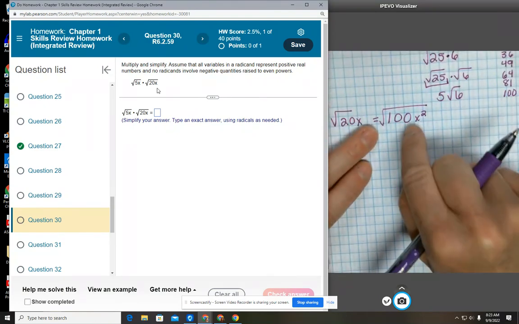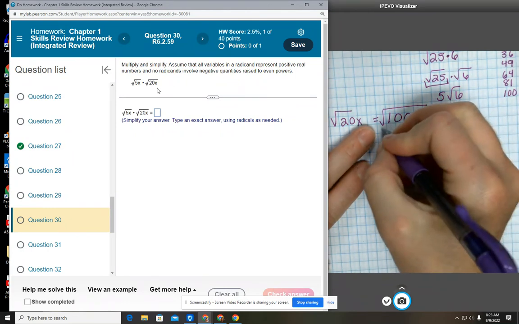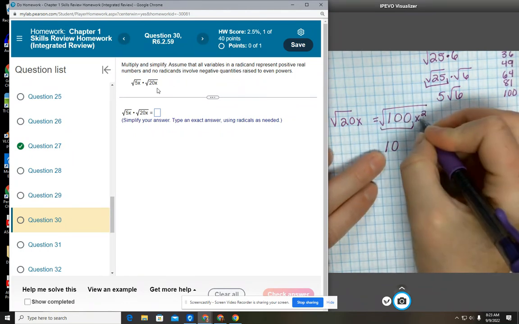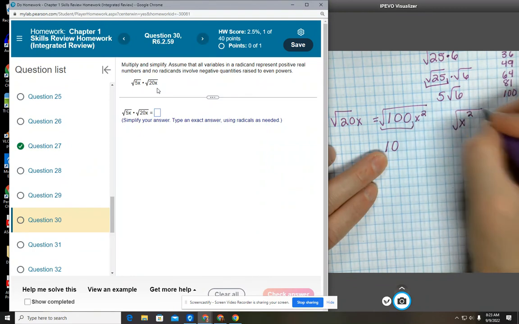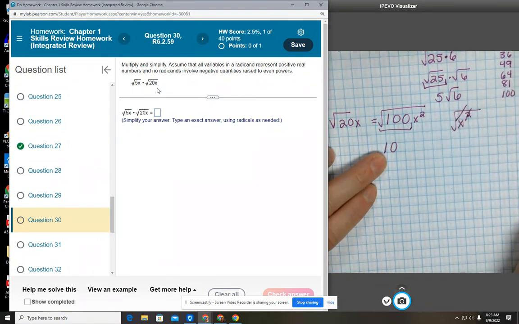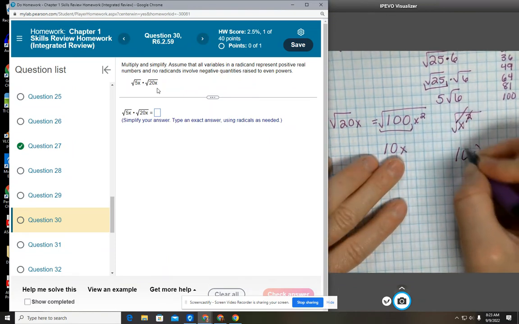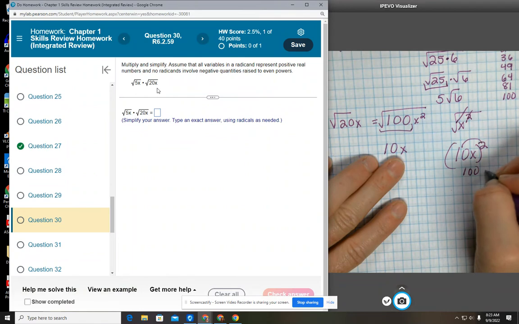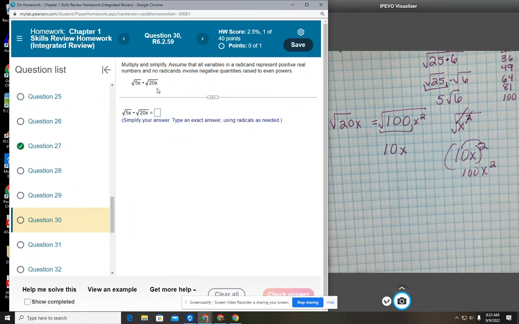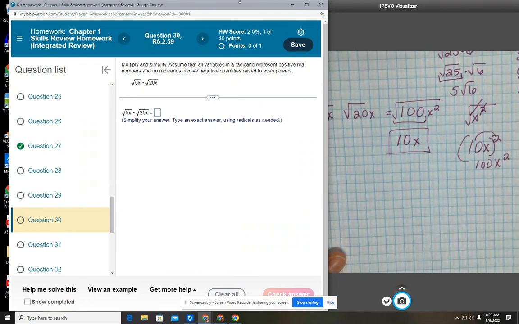100 is a perfect square, but so is x squared. So square root of 100 is 10. If I take the square root of x squared, the square root and the square cancel each other, so that just leaves me with x. So 10 squared is 100, x squared is x squared. So then 10x is the factor of this, because the square root of 100 is 10 and the square root of x squared is x. Once you take the radical out, you don't need it on here anymore.